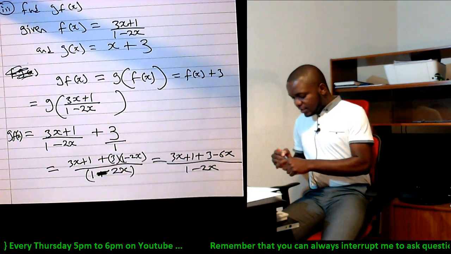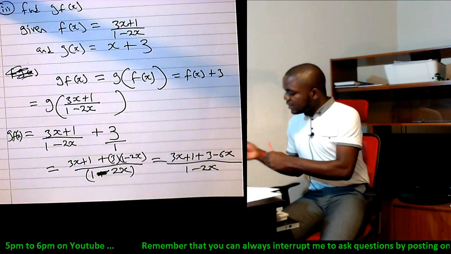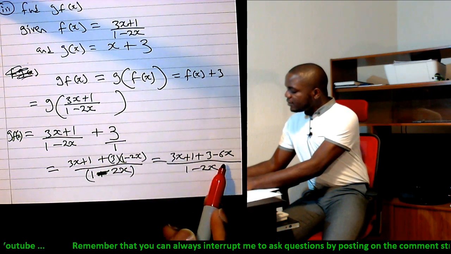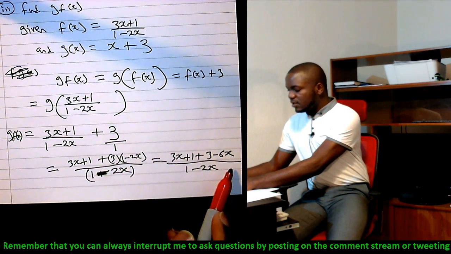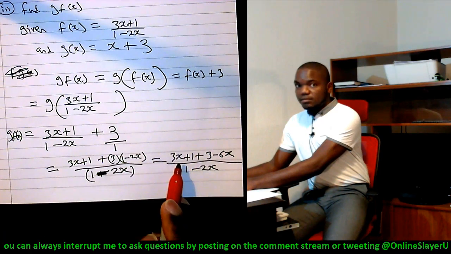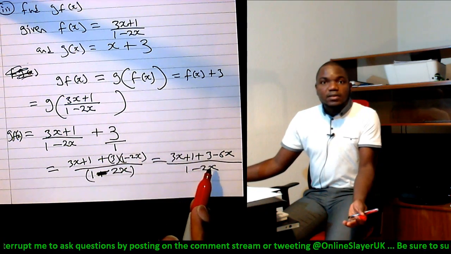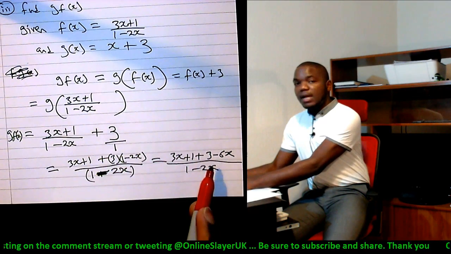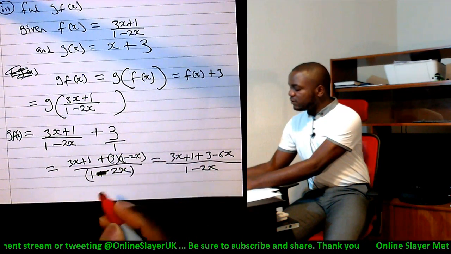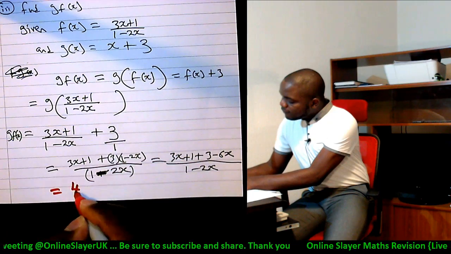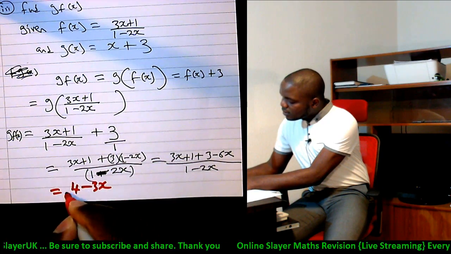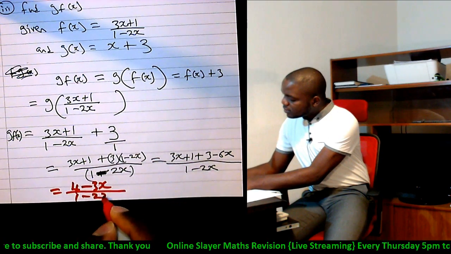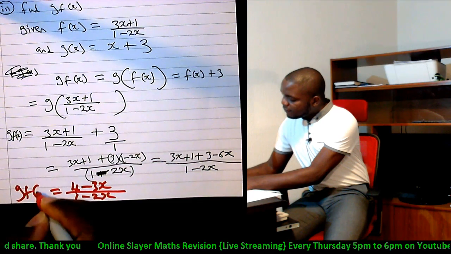And finally, what we can see here is 3x minus 6x, I mean, 3 boys minus 6 boys, right? That's just minus 3 boys. So 3x minus 6x is minus 3x. 3 plus 1 is 4. So this becomes 4 minus 3x all over 1 minus 2x. And that is your gf of x.